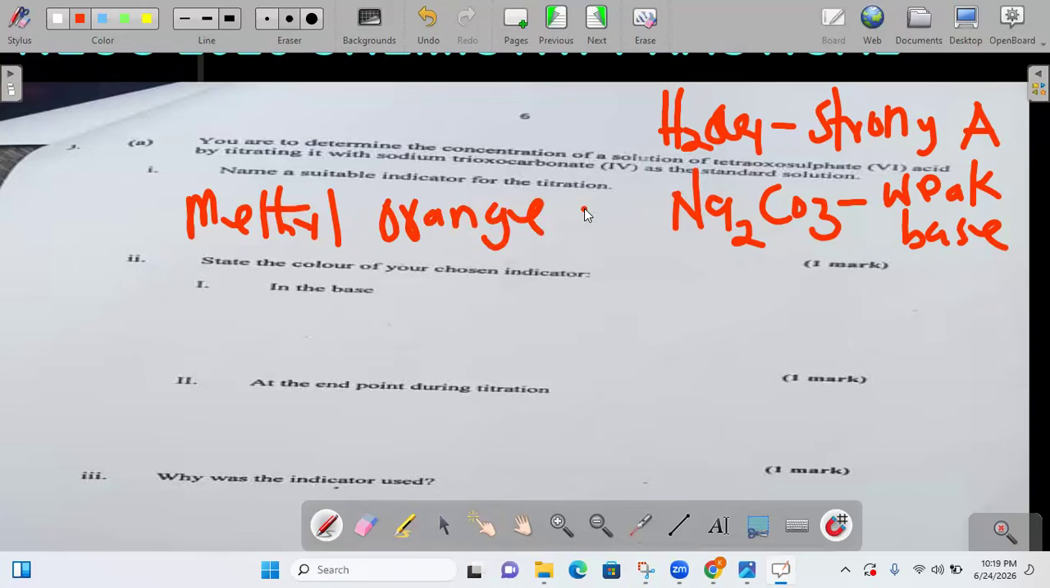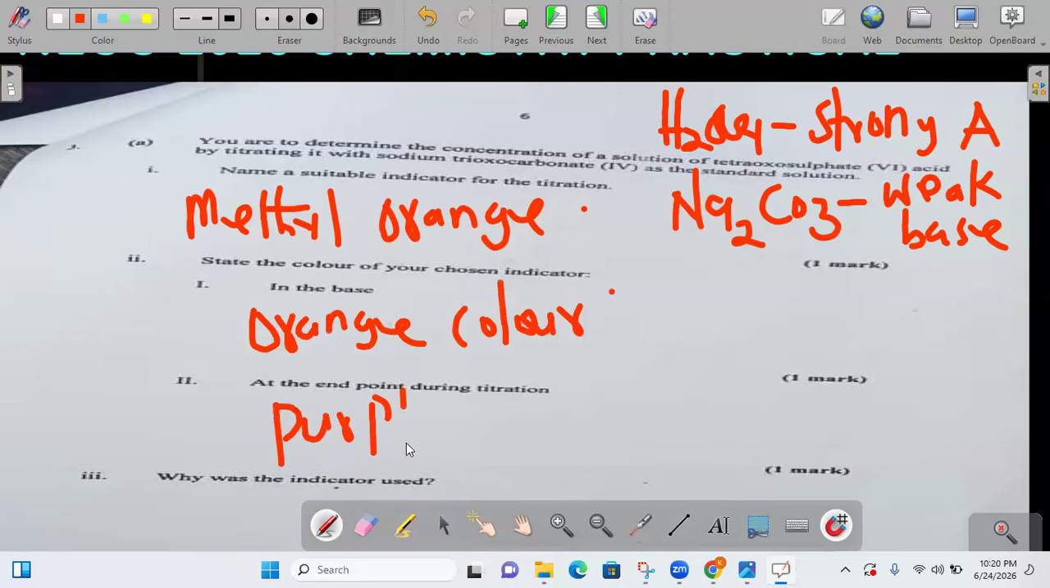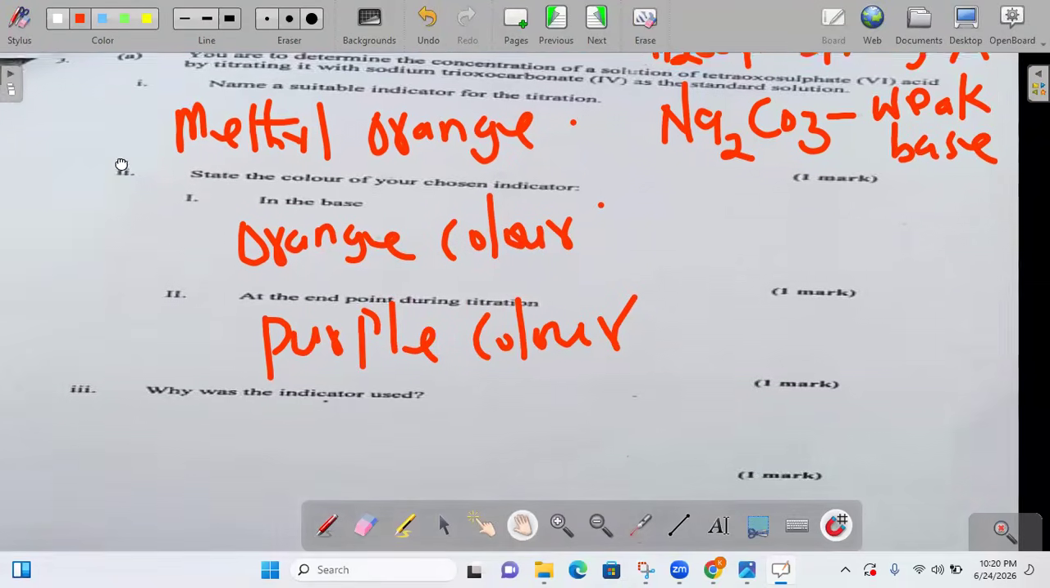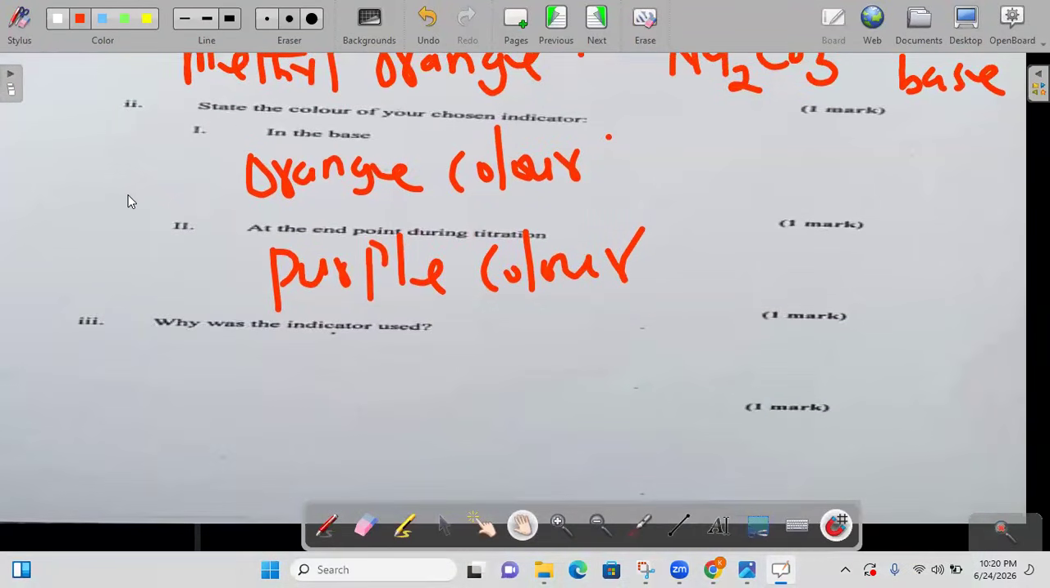Yes, you are using methyl orange. It says state the color of your chosen indicator in the base. When you add methyl orange to the base, what color are you seeing? An orange color. So at the endpoint, what do you see? You see a purple color. If you have done titrations, you don't have to read it. It will be visible in your eyes. You see purple color.